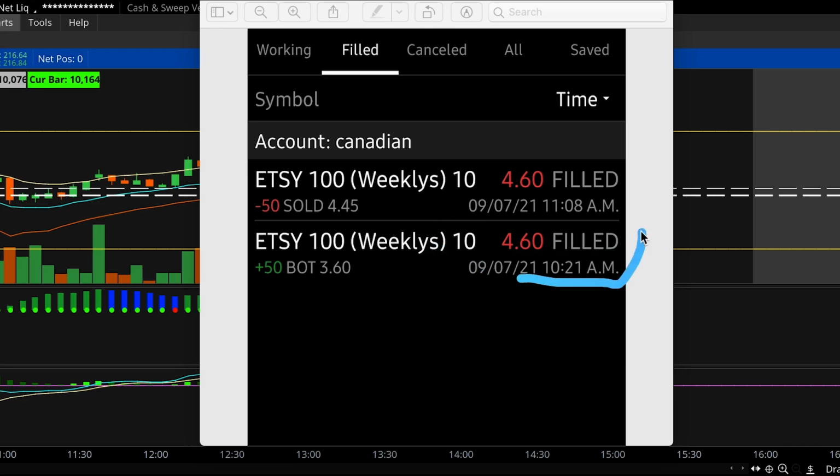I entered the trade at 10:21 and I exited out of the trade at 11:08 doing options. I bought 50 contracts right here at $3.60. I sold all 50 contracts right here for a profit, at $4.45. So you can see the massive increase that I had when I'm taking the highly profitable setups, highly profitable trades. So let's go to 10:21 and 11:08.